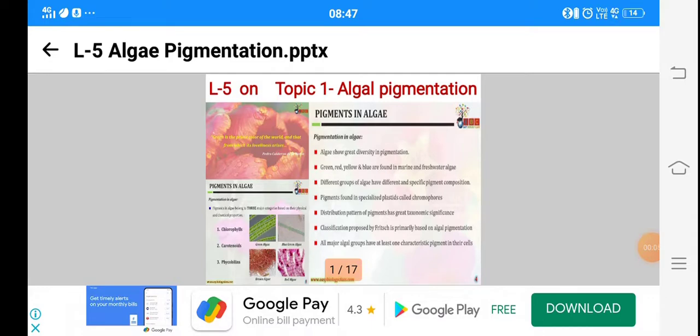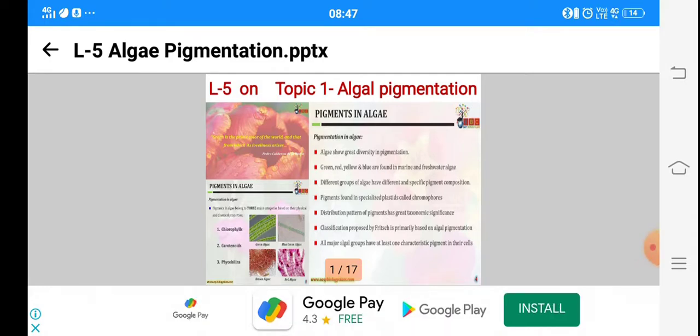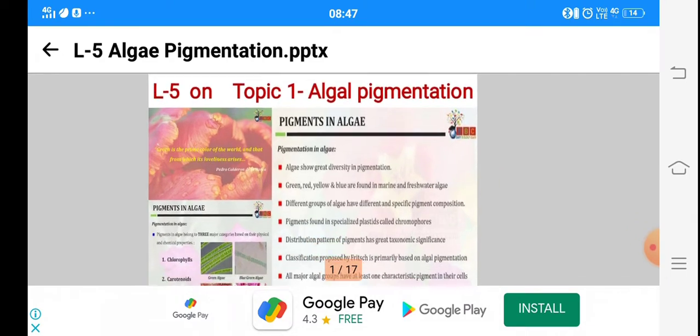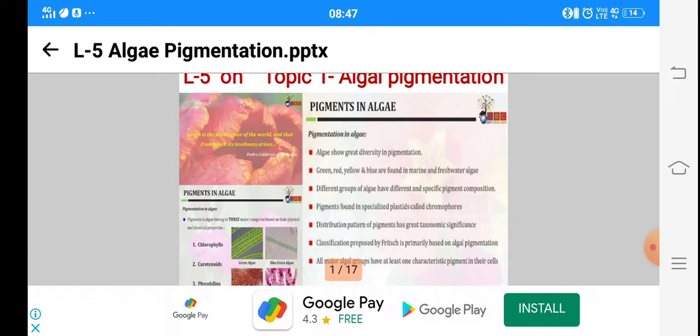So today is our fifth lecture, and we are observing algal pigmentation. I think we already know there is algal diversity and a diversity in pigmentation. We already know there are red, yellow, blue pigments, and these are generally found in marine and freshwater conditions.